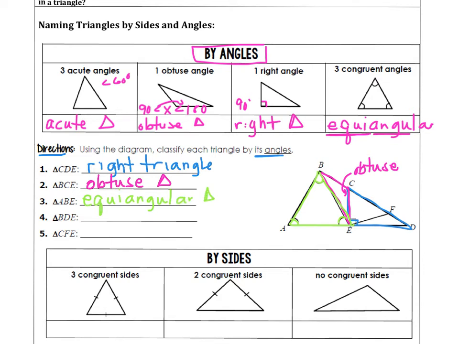Moving down to number four, triangle BDE. Let's find BDE. Notice that since you have the box there and it's extended there, this would again be an obtuse angle. So this would be called an obtuse triangle. And finally, for number five, let's find triangle CFE. Tracing out CFE, it appears that all of these angles are smaller than 90. So that is going to make this an acute triangle.